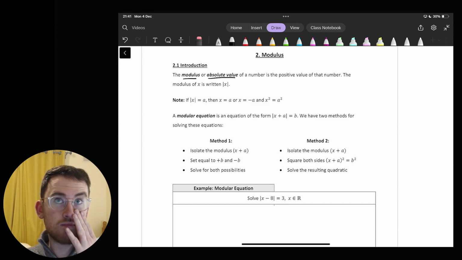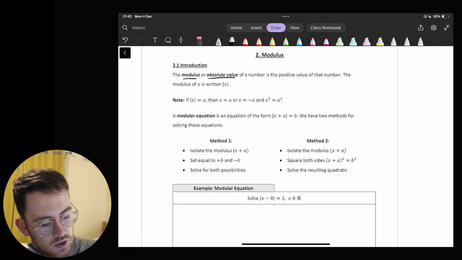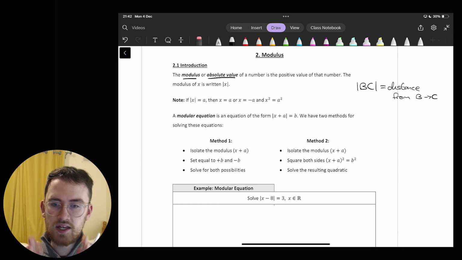So if you think about something that we would use modulus for, you're thinking about things like distance, area, things that are always going to have positive values, even if the things that we use to find them wouldn't always have positive values. Even thinking about how in coordinate geometry, that would have represented the distance from B to C. We use that notation with the two lines. So that notation there is the notation for modulus or absolute value.